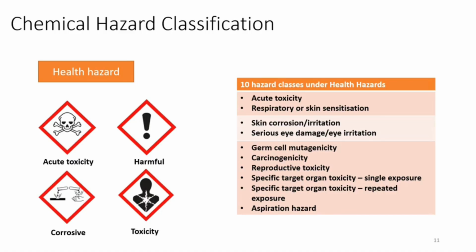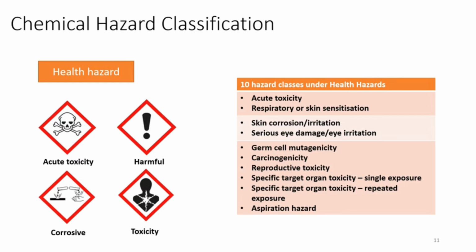Germ cell mutagenicity means that the chemical can cause mutation of the genes, and this will be transferred to the offsprings as well. Carcinogenicity means that the chemical can induce cancer or increase the chances of getting cancer. Reproductive toxicity means that the chemical can affect fertility in the male or the females. And this will also typically affect the offspring.